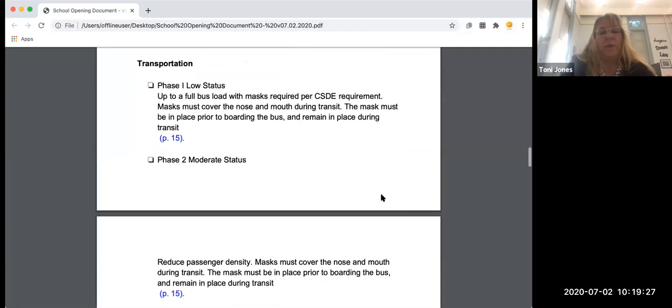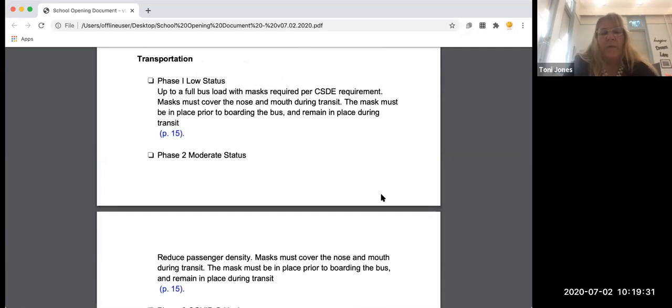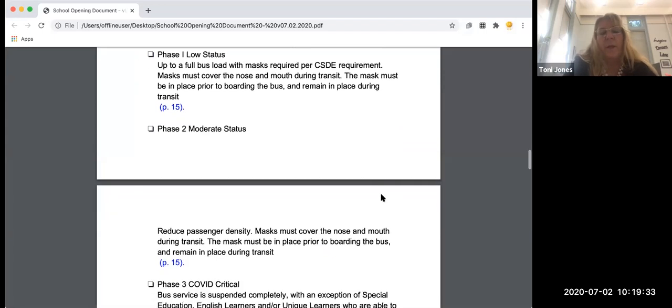Transportation. So when you look at transportation, we basically have a phase 1 low status. Phase 2 is moderate status. So for phase 1, it's a full busload of kids, and they wear their mask, whether you're in phase 1 or phase 2, and that's per the Connecticut document requirement. And it has to cover their nose and their mouth, and the mask must be in place before they get on the bus and remain in place while they're in transit.